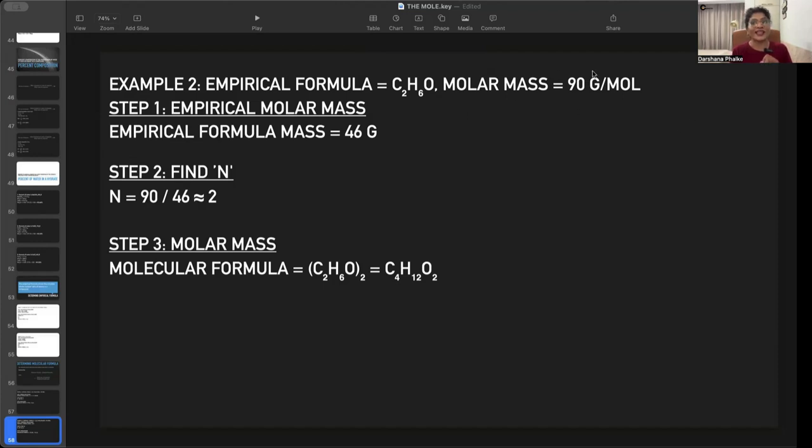If you take that actual molar mass and divide by 46, you will get 2.1 something. So we approximate it to 2. That means there are 2 such units of the empirical molar mass in this. So the empirical formula has to be multiplied by 2. So the actual molecular formula is going to be C4H12O2. All right, so C4H12O2 is going to have an approximate molar mass of 90 grams. So that's all about converting empirical formula to molecular formula.